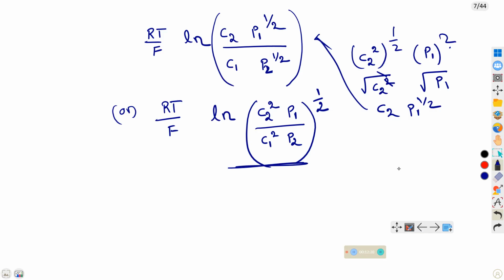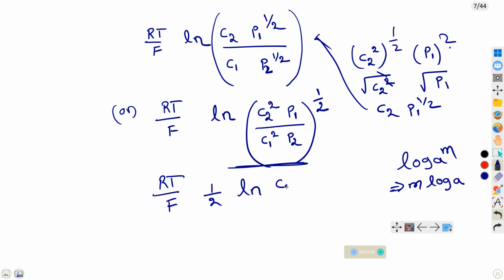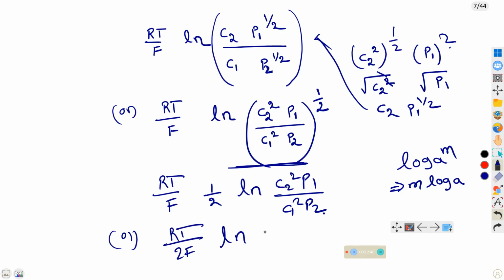Now this looks like log of a power m. Log a power m formula is m log a. So RT by F, m log a, 1 by 2 ln C2 square P1 by C1 square P2, or it can be written as RT by 2F ln C2 square P1 by C1 square P2.